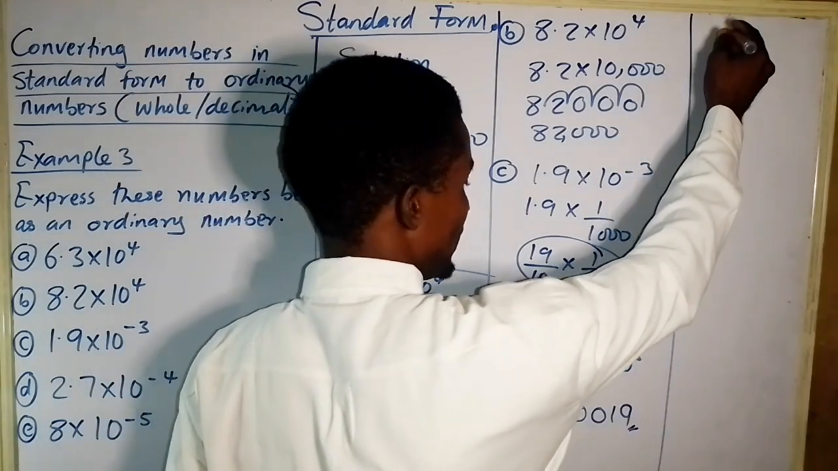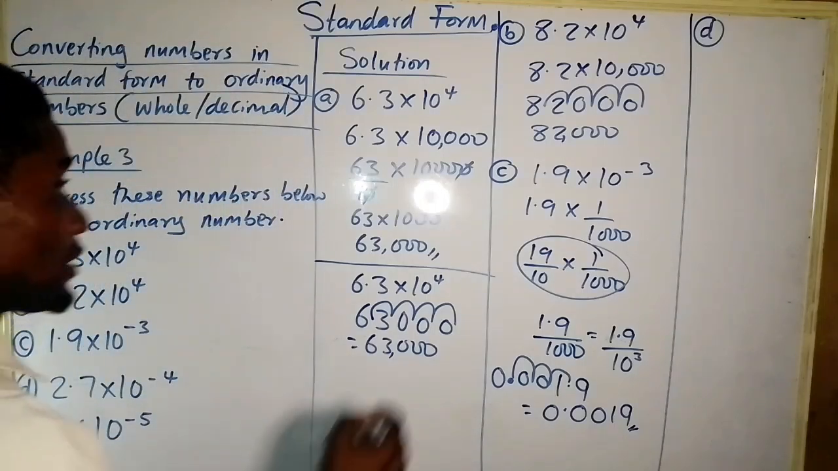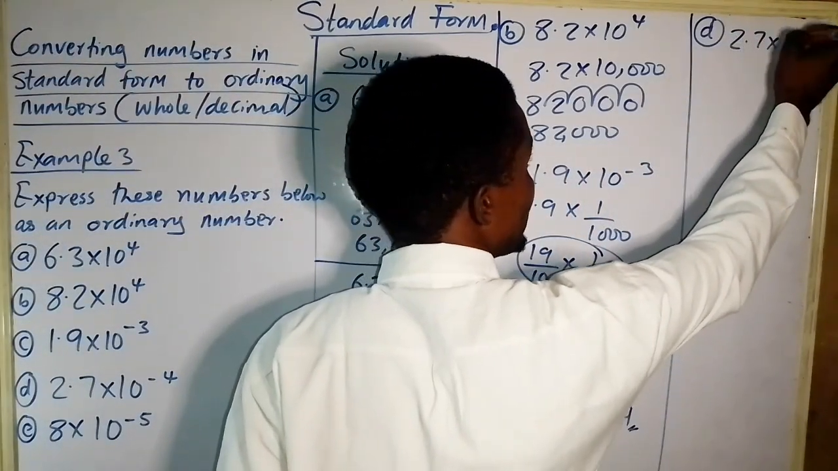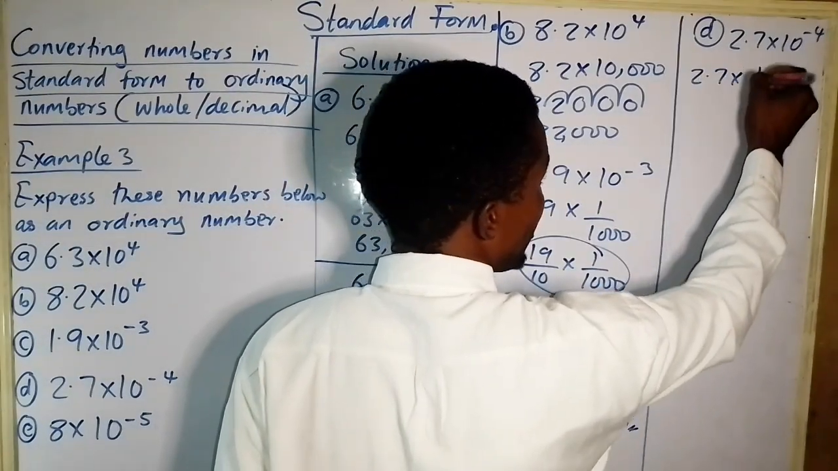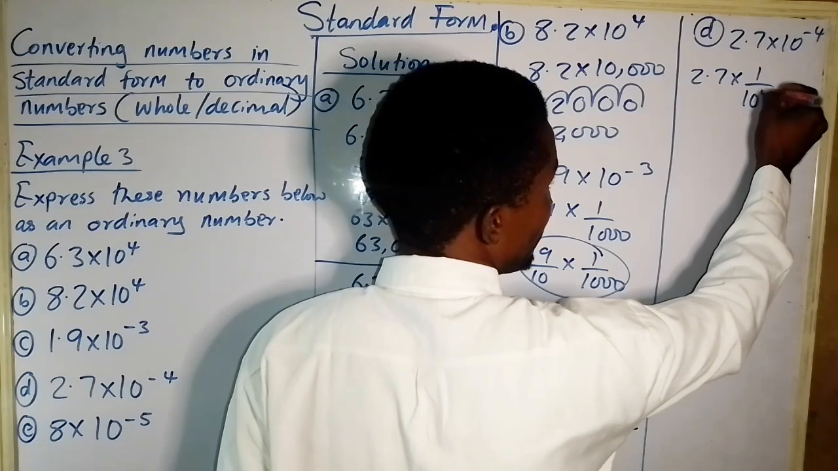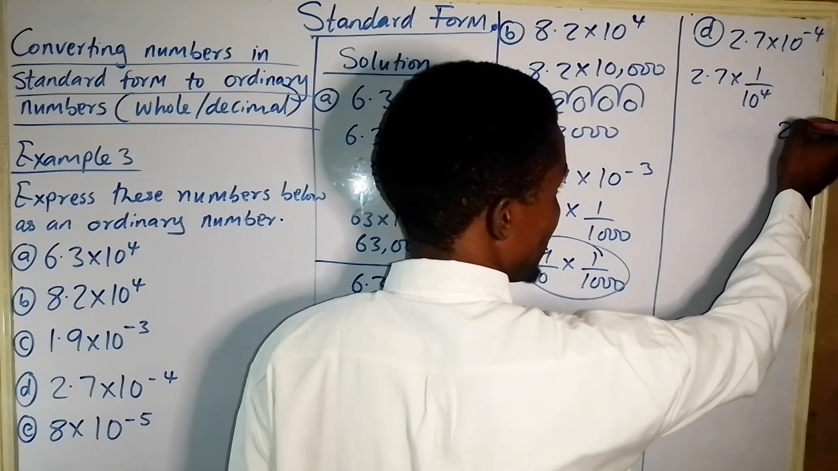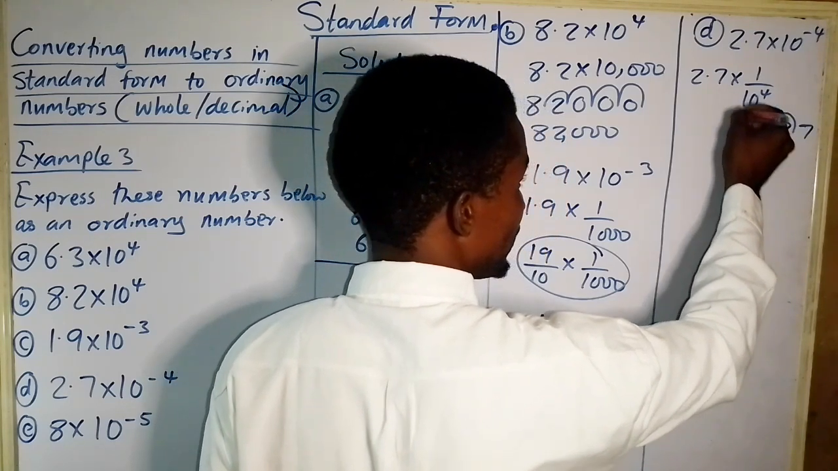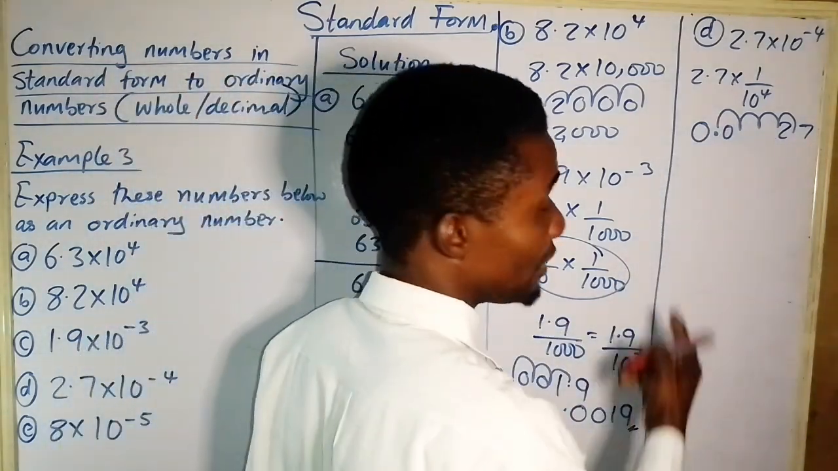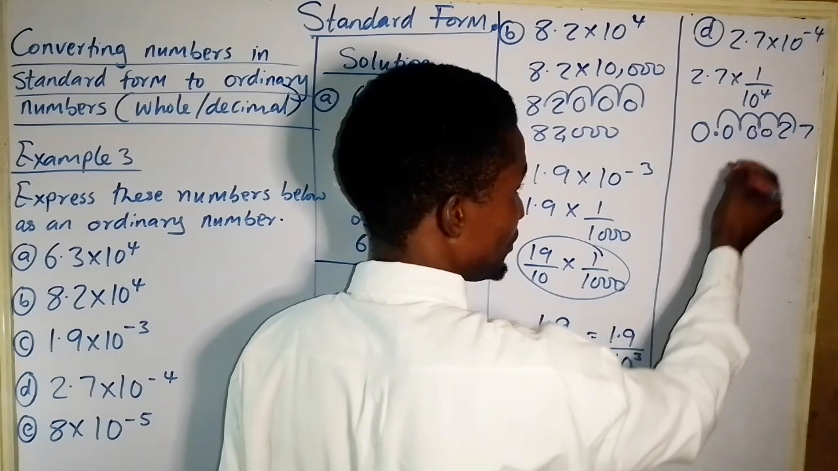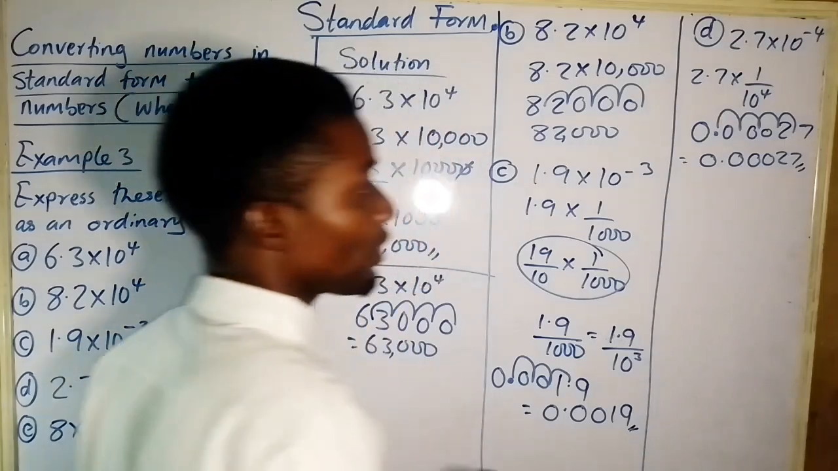So the next one is D. D is 2.7 times 10 raised to power minus 4, that is 2.7 times 1 over 10 raised to power 4. Let's move the decimal point. How many times? 4 times: 1, 2, 3, 4. Put your point. Balance it with 0. Your whole number is definitely 0. So you have 0.00027. That is the ordinary number.